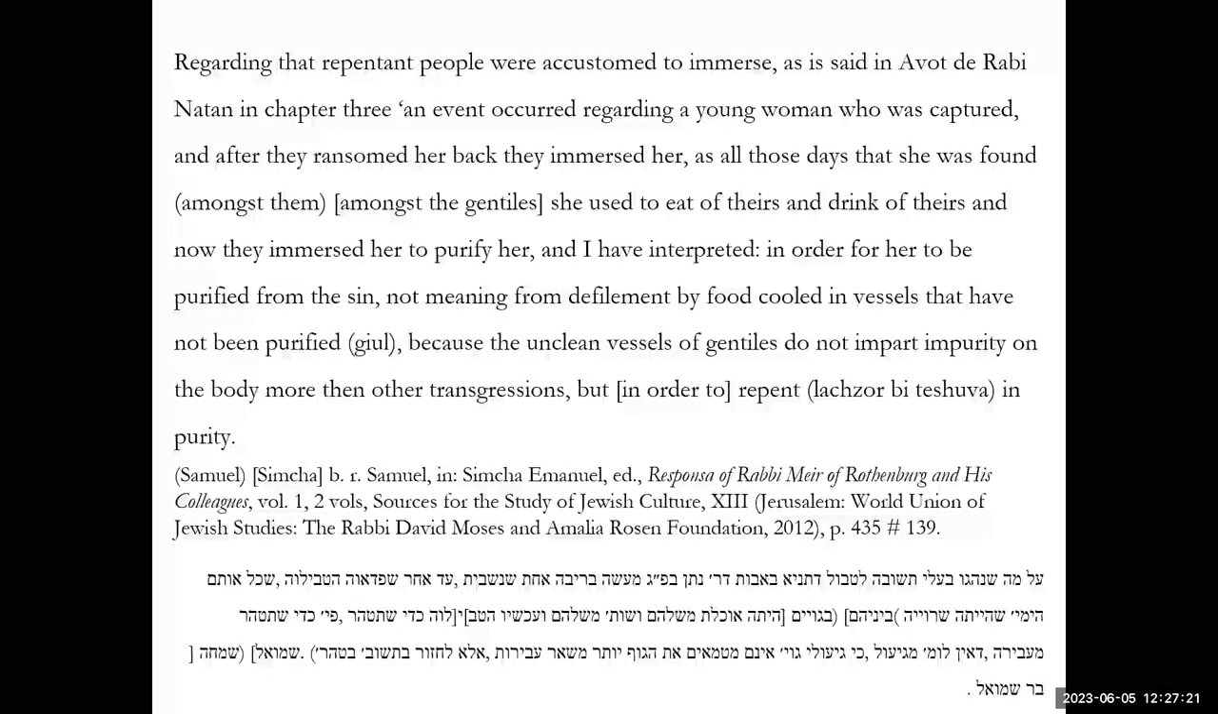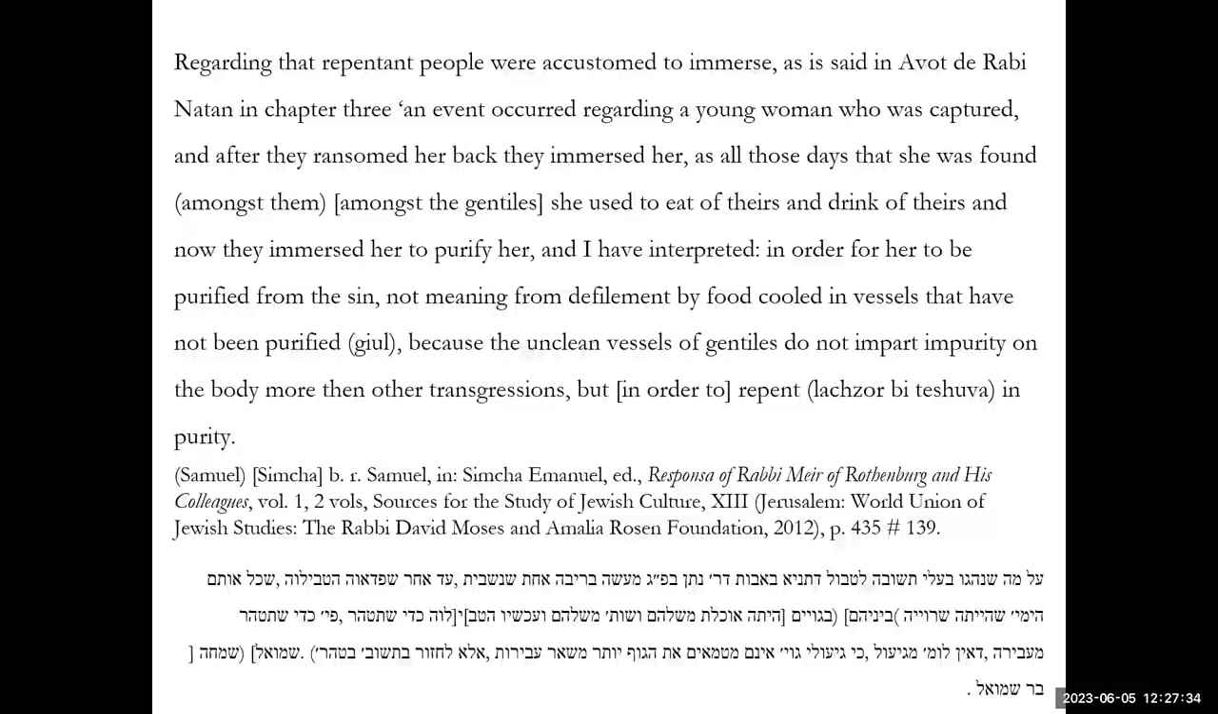An event occurred regarding a young woman who was captured, and after her Jewish community ransomed her back, they immersed her. It's in the passive, itbiluha. As all those days she was found amongst them, amongst the Gentiles, depending on manuscript variation, she used to eat of theirs and drink of theirs, and now they immersed her, the community to which she was returning, to purify her.